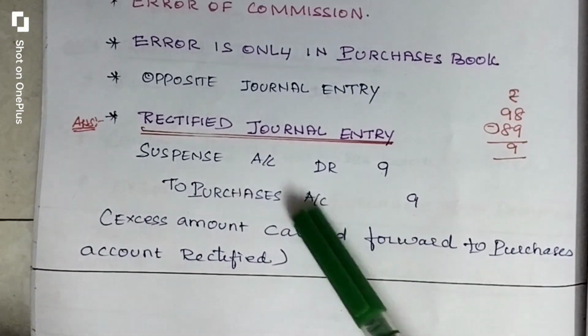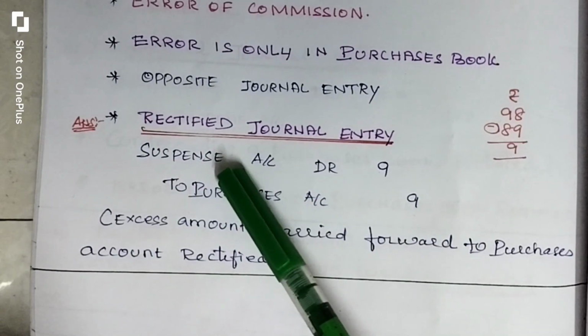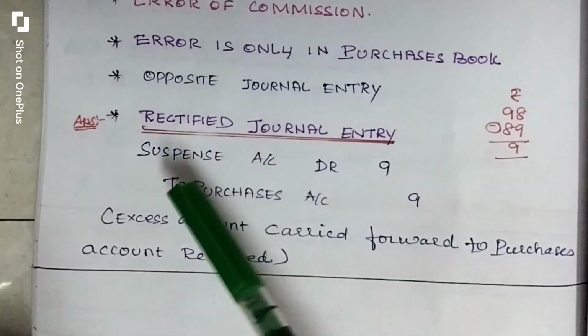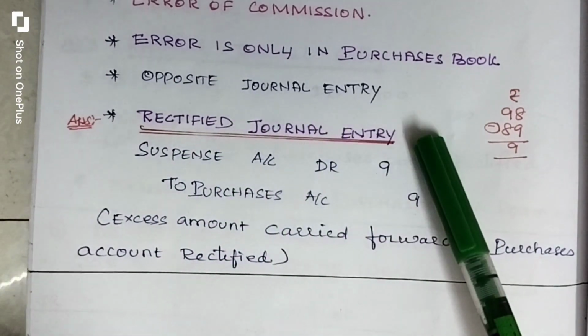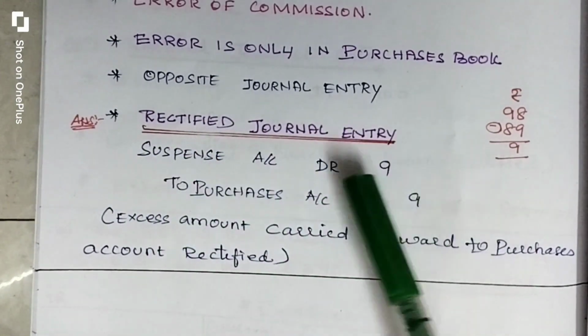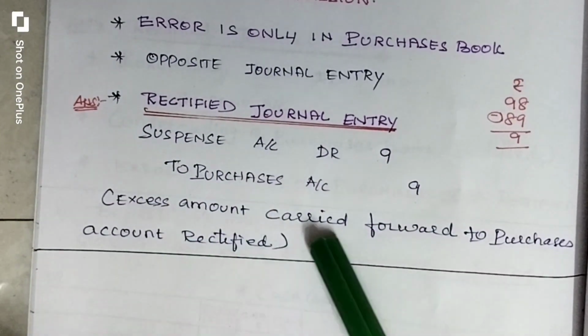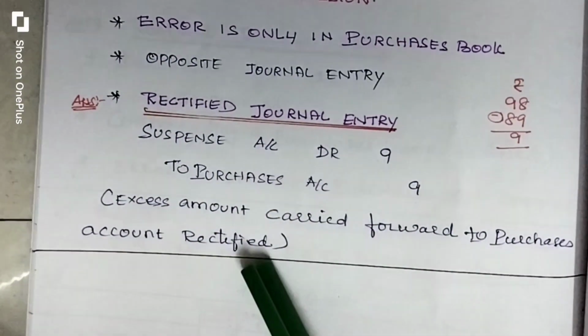In the opposite, for the debit side, you create the suspense account to tally the trial balance. So the rectified journal entry is suspense account debit 9 rupees to purchases account 9 rupees. The excess amount carried forward to the purchases account is rectified.